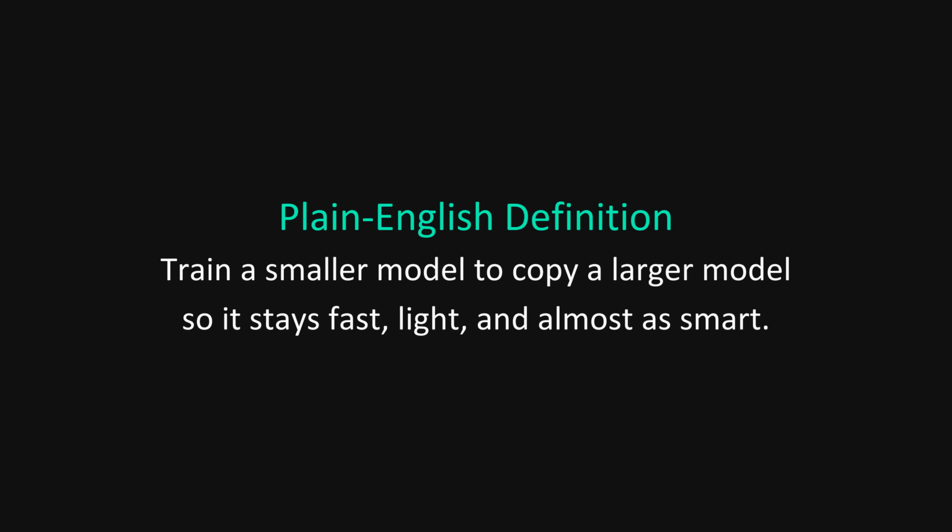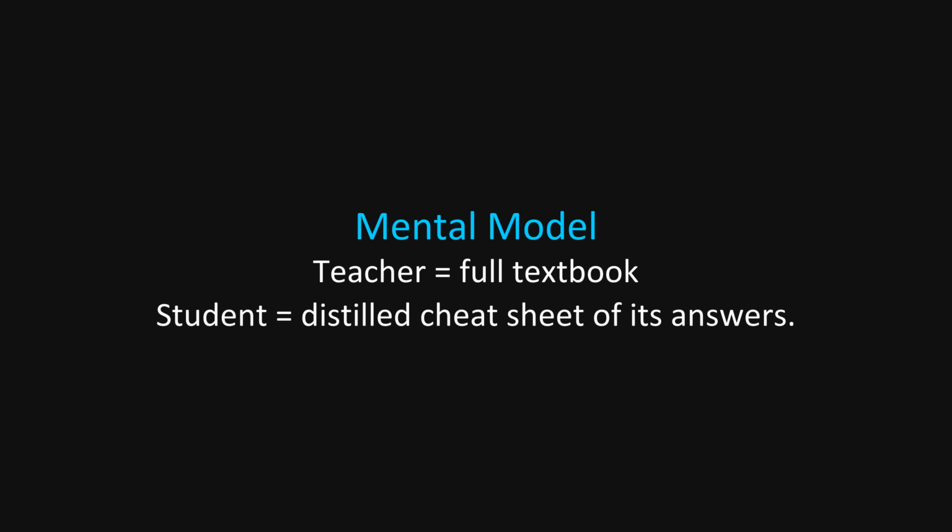Distillation in AI is the process of training a smaller model to mimic the behavior of a larger, more accurate model, so it becomes faster and lighter, while staying almost as smart. A useful way to picture distillation is like an expert summarizing a huge textbook into a concise cheat sheet for a student. The expert did the hard work, and the student just learns the refined insights.